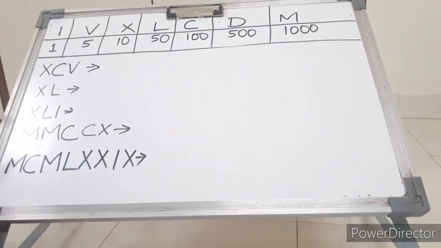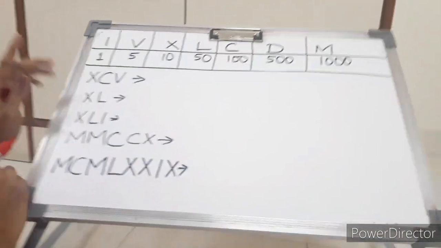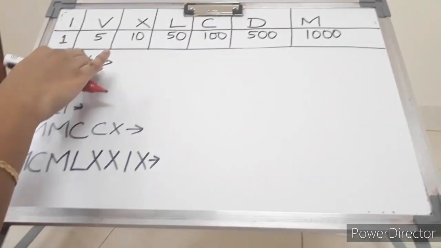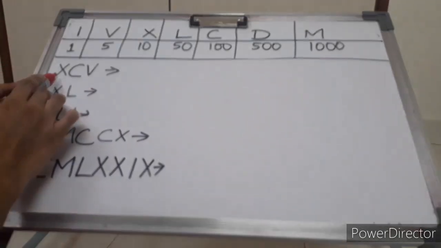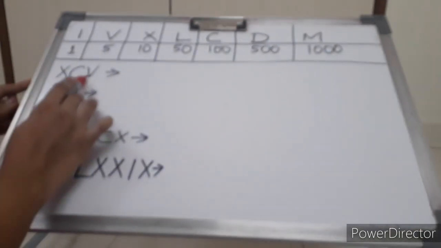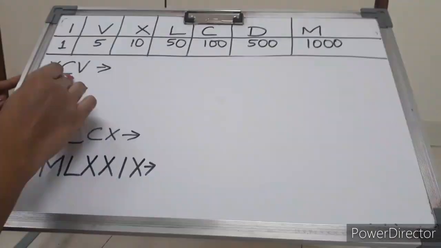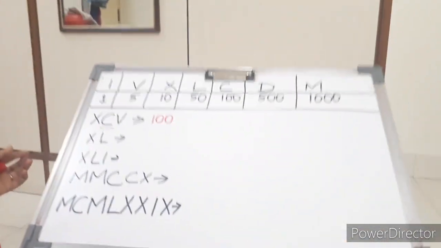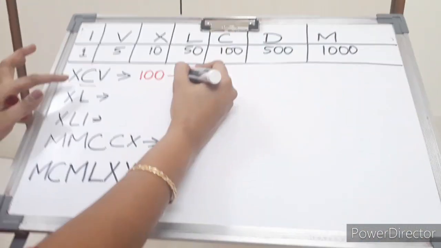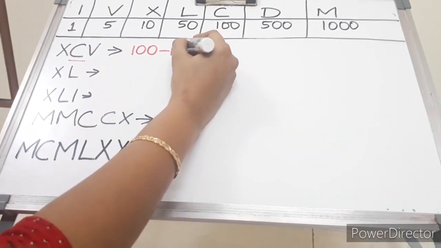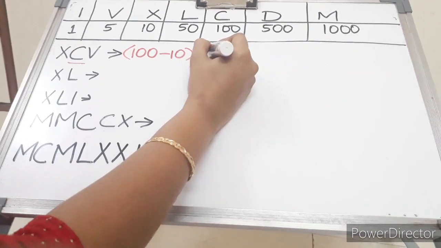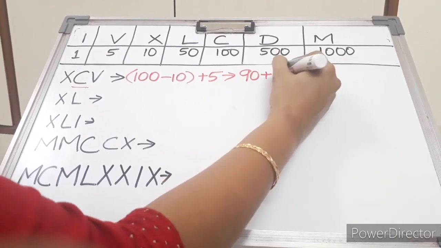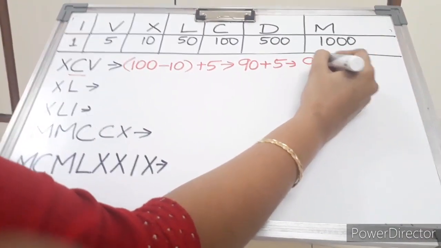Let's check. First of all, we have to search the greater value. Greater value means M, D, C, L, means comparatively which is greater in this. So which is greater here? This value is 10, this is 100, this is 5. So this is the greater value. So first we will start with the greater value. 100 minus, why minus? Because it is coming in the left. So it is minus 10 plus 5. So what will be the answer? 90 plus 5 is what? 95.